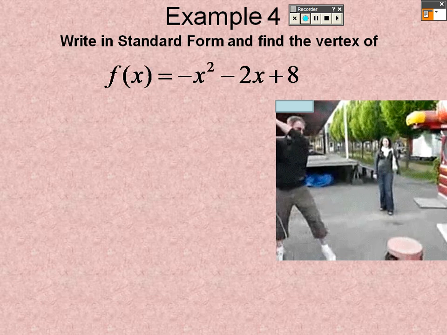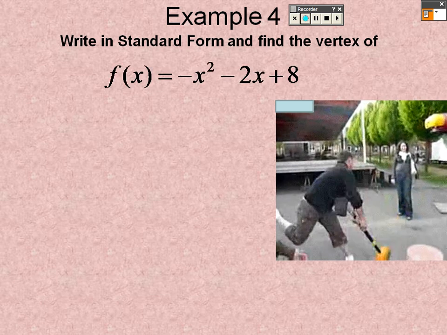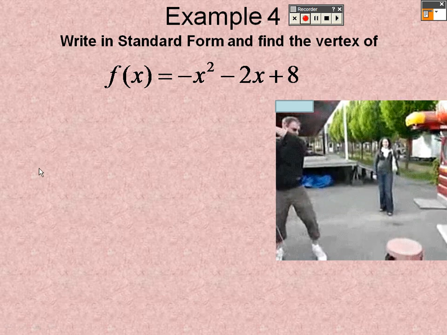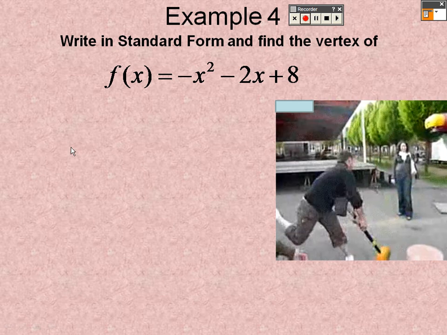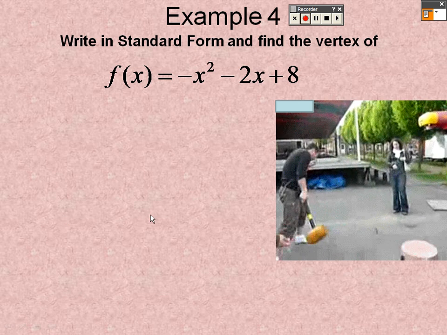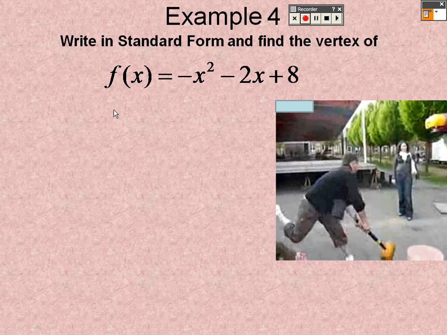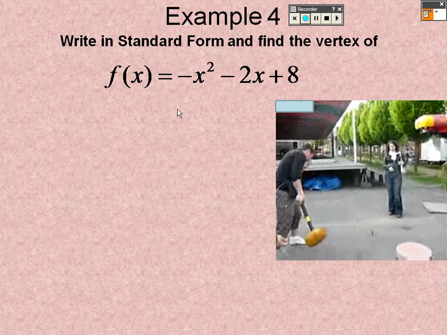So I'll write this in standard form as well. Keep in mind, like I just told you, this is negative out in front, meaning the parabola goes this way. So the vertex point is actually going to be a maximum point that we're finding. Before we even do anything with this, we know it's going to be a max.